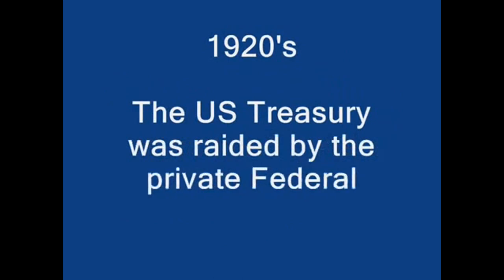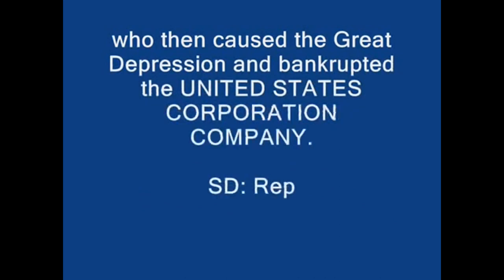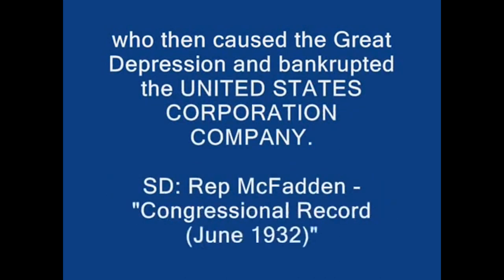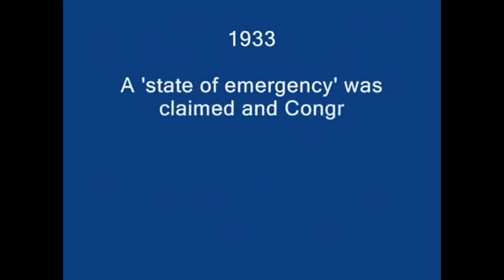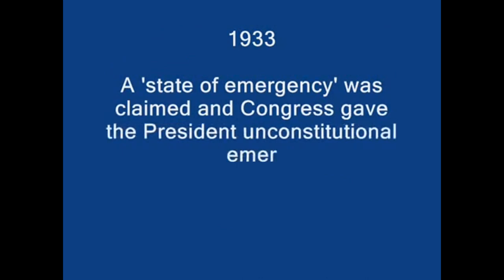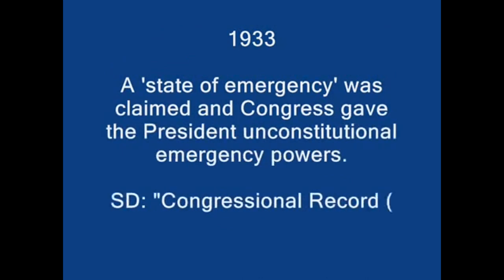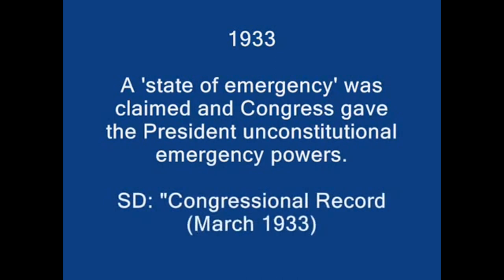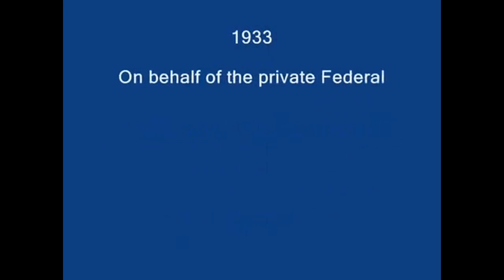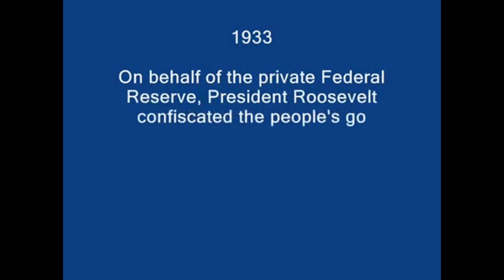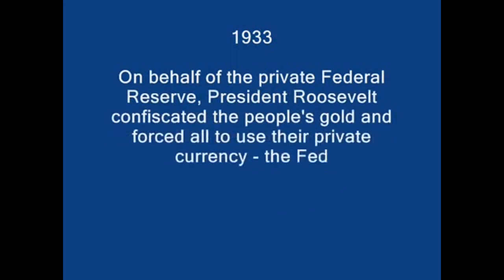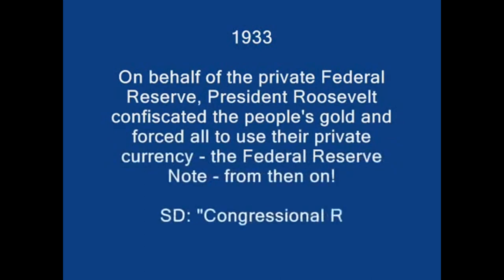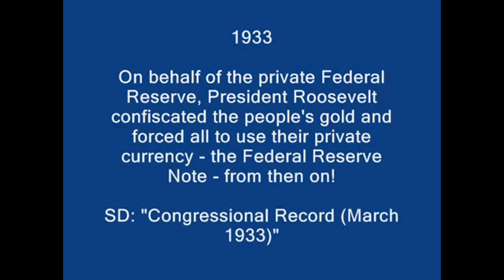1920s, the U.S. Treasury was raided by the private Federal Reserve bankers, who then caused the Great Depression and bankrupted the United States Corporation Company. Source document, Representative McFadden, Congressional Record, June 1932. 1933, a state of emergency was claimed, and Congress gave the President unconstitutional emergency powers. Source document, Congressional Record, March 1933. On behalf of the private Federal Reserve, President Roosevelt confiscated the people's gold and forced all to use their private currency, the Federal Reserve note, from then on. Source document, Congressional Record, March 1933.